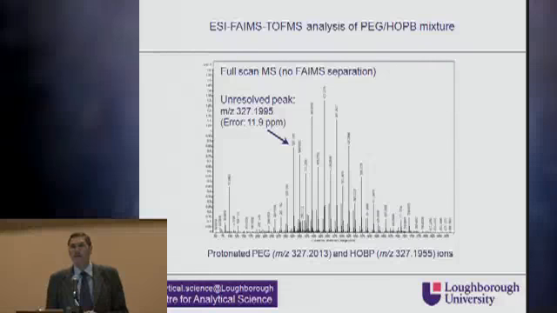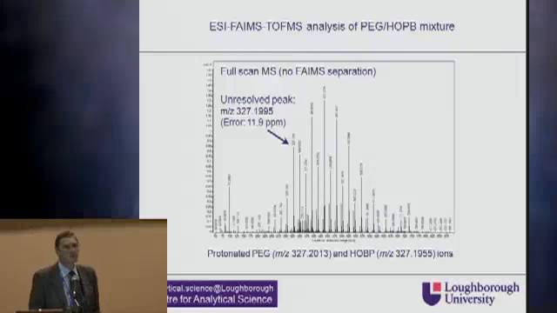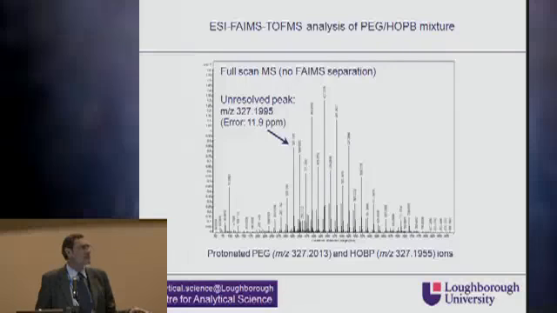You put that into your mass spectrometer without FAIMS, and what you see is a horrible mixture, a spectrum which mostly consists of polyethylene glycol excipients, and there's one peak along here, M/Z 327, which is a mixture of the PEG and the HOPB. And if you look at the accurate mass of that, it's miles away from what we'd expect to get for the HOPB, because you're looking at the average mass of that and the PEG oligomer. So you can't resolve the two under these conditions.